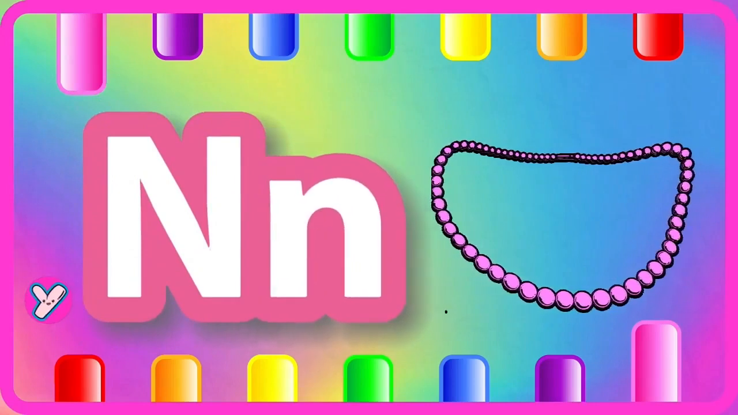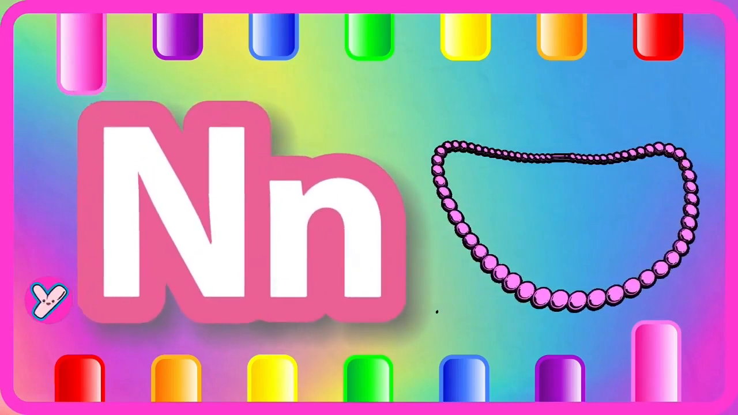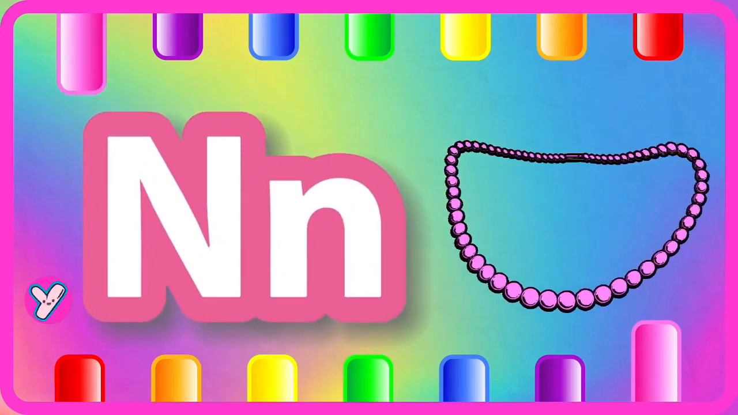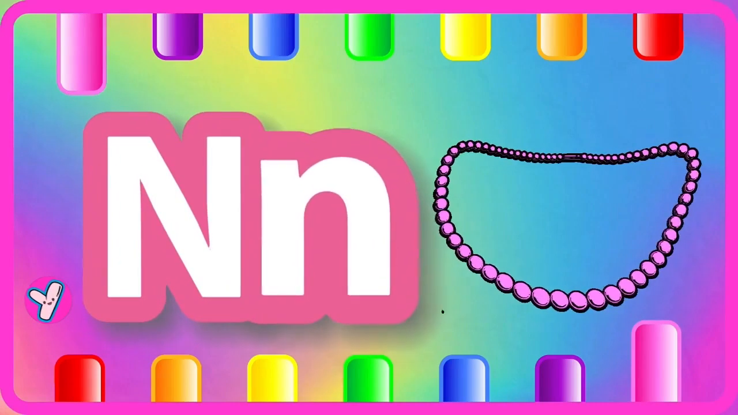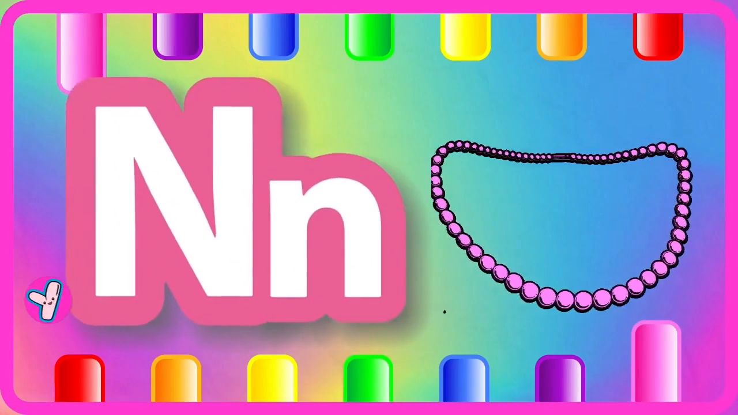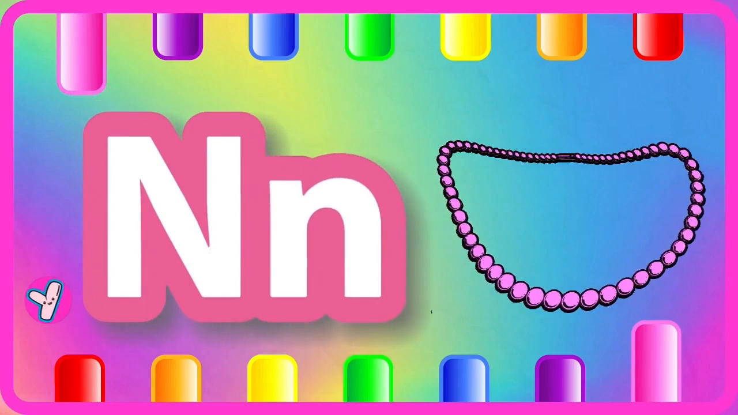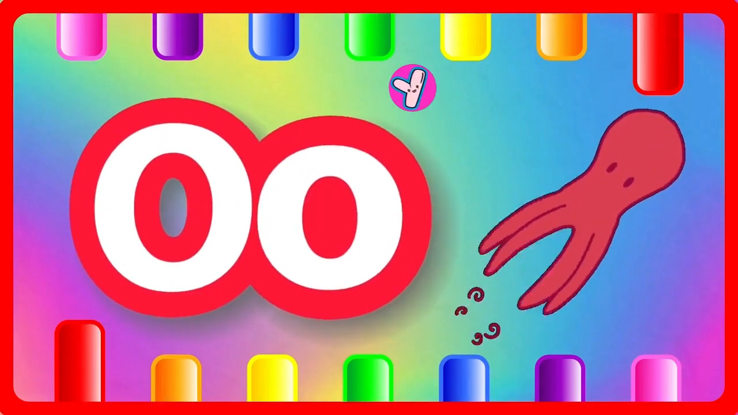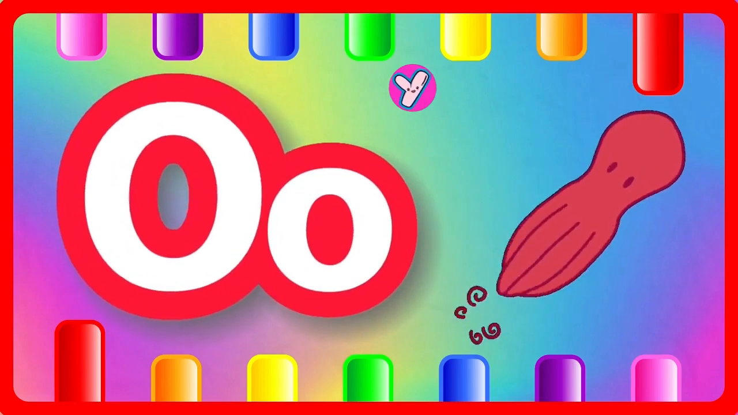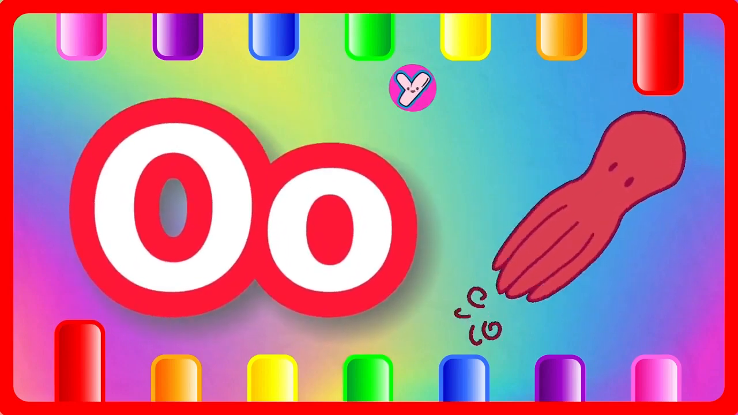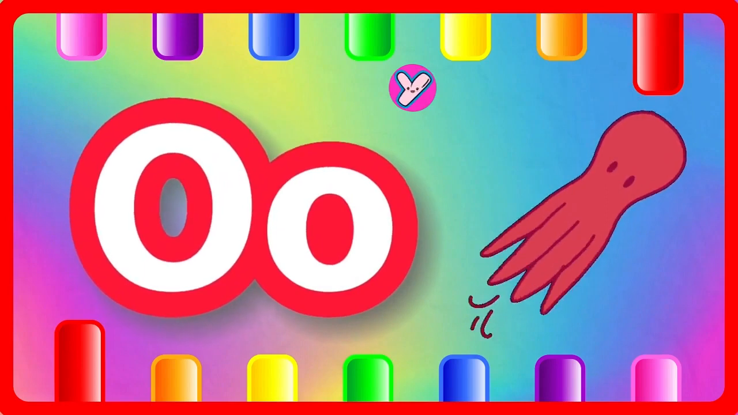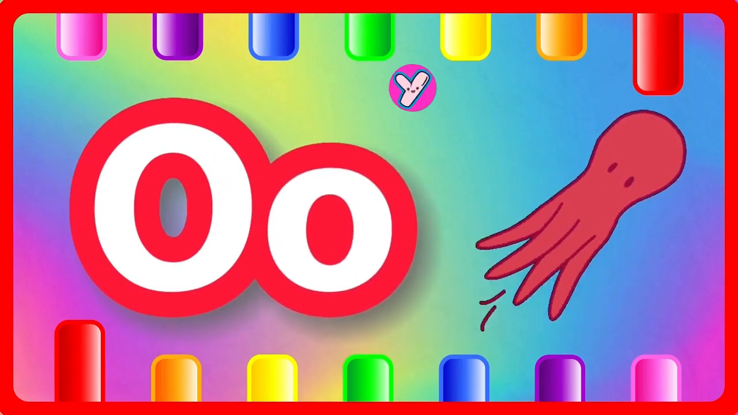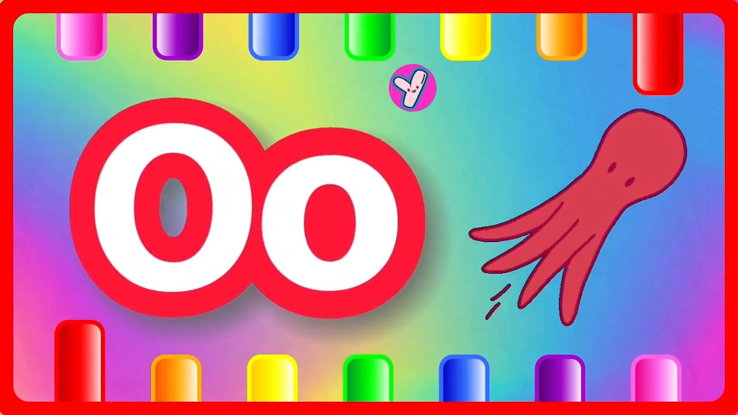N is for necklace, necklace. N is for necklace, necklace. O is for octopus, octopus. O is for octopus, octopus.